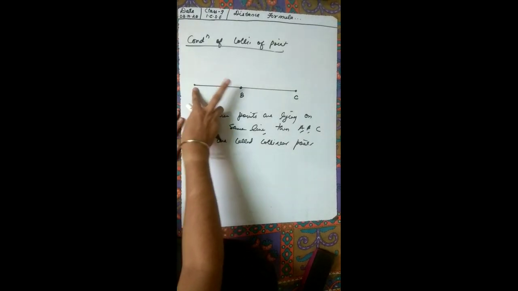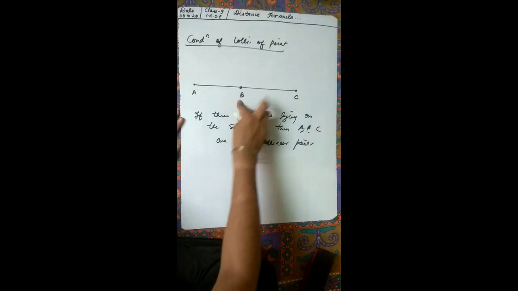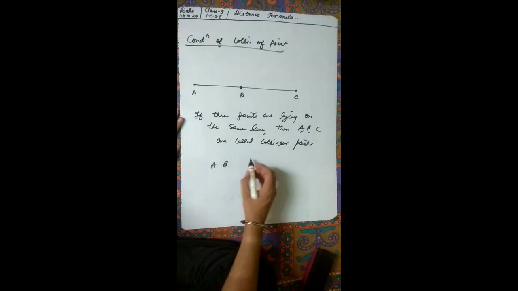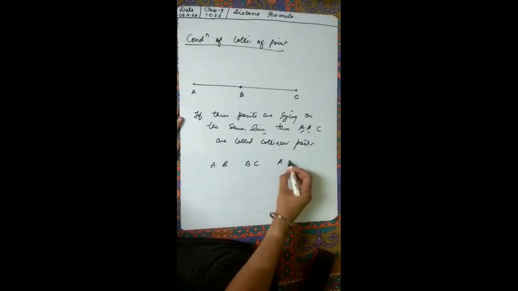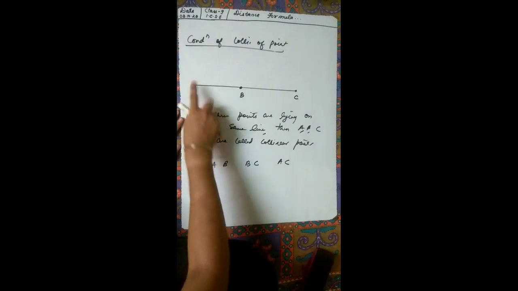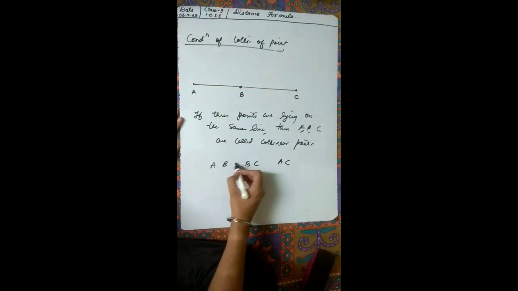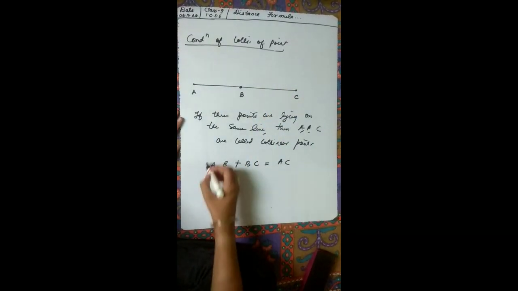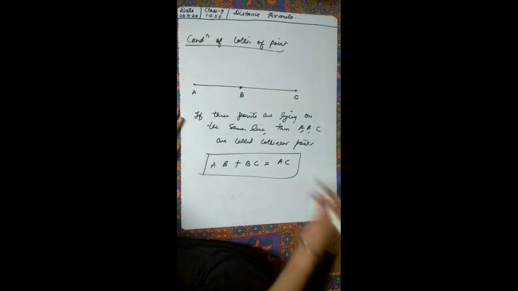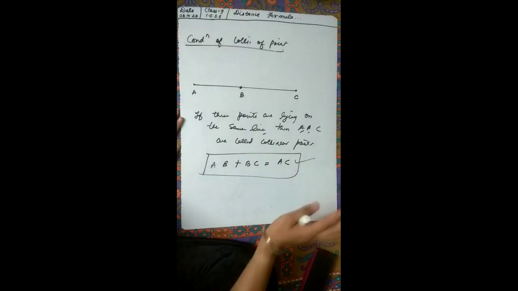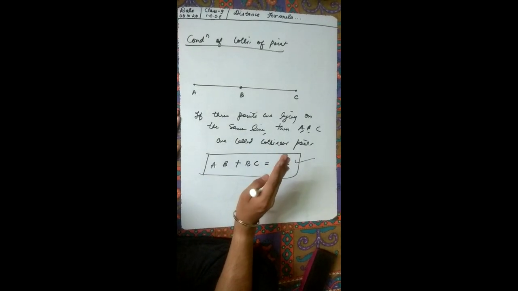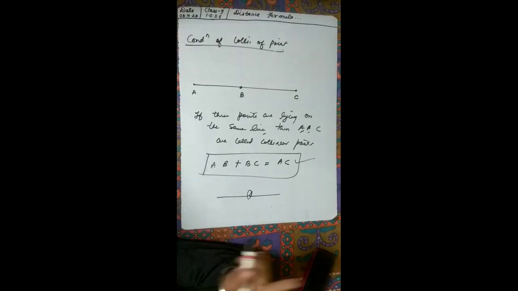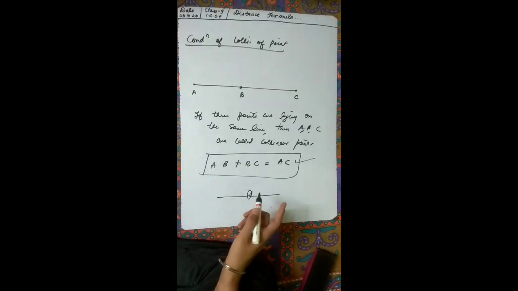So just find the distance between AB, BC and AC. We know AB distance plus BC distance must be equal to AC distance. Okay, so if this happens, then we can say ABC are collinear points. Understood? So that's it for the basic part. Now we have to head to the exercise.